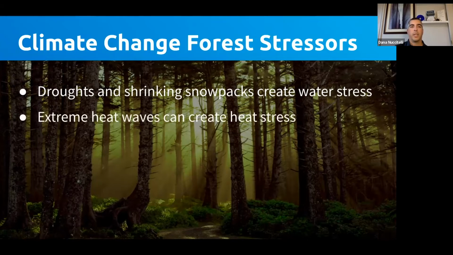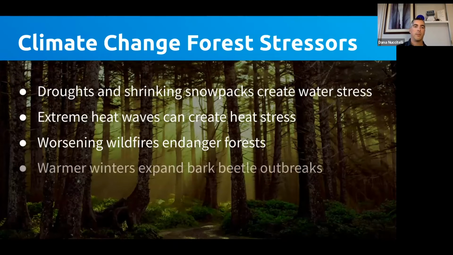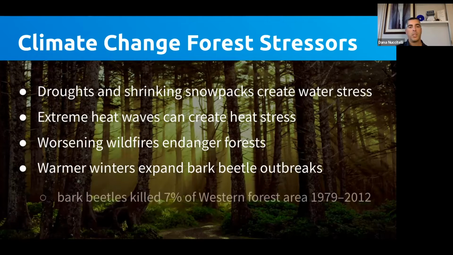And of course, they're getting more heat waves as temperatures rise. And so that can also add heat stress for the trees, worsening wildfires, just like in the Southwest. We're getting worsening wildfires in the Northwest. So obviously wildfires burning forests endangers those trees again. And we're also seeing more bark beetle outbreaks because when you have warmer winters, that means fewer bark beetles die out in the winter, more of them survive, and so they expand further when it gets into the warm season.